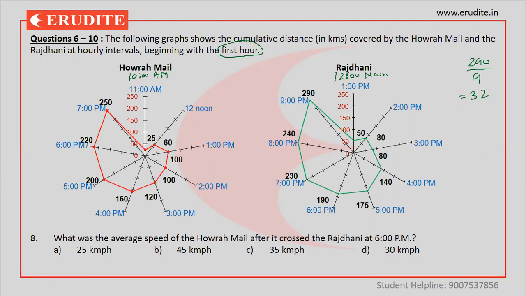Average speed of Howrah Mill after it crossed Rajdhani at 6 p.m. Howrah Mill at 6 p.m. 220. At 7 p.m. 250. So in this 1 hour, we have data. We don't have data beyond 7 p.m. So in this 1 hour, it has covered 30. So average speed is also 30. Option D.